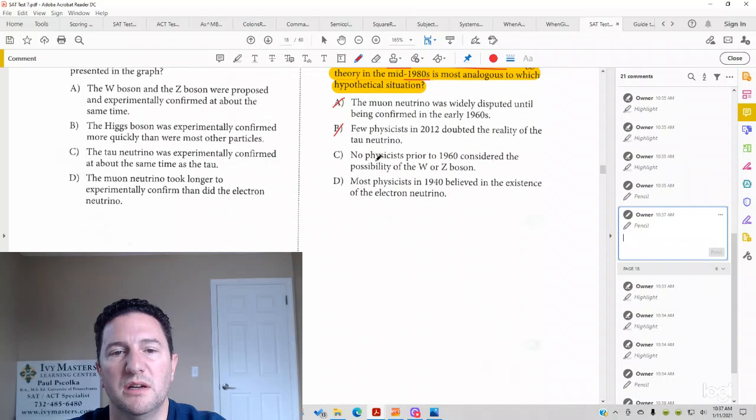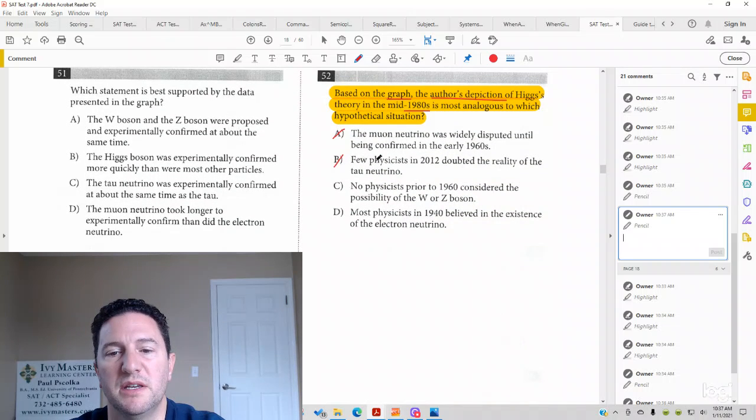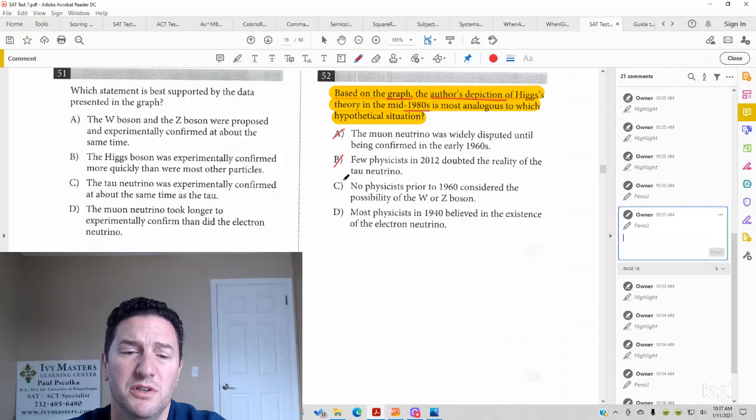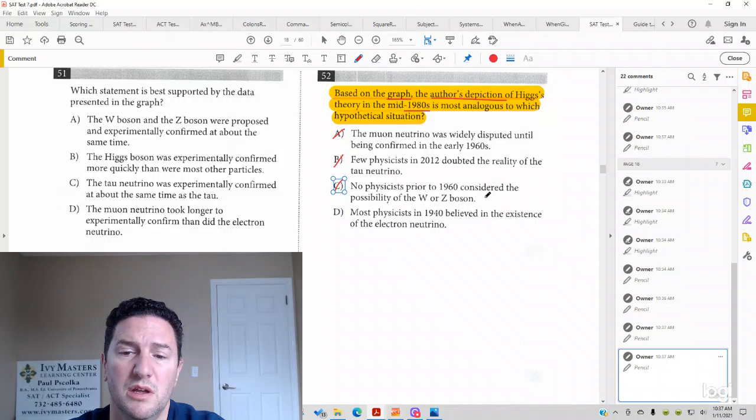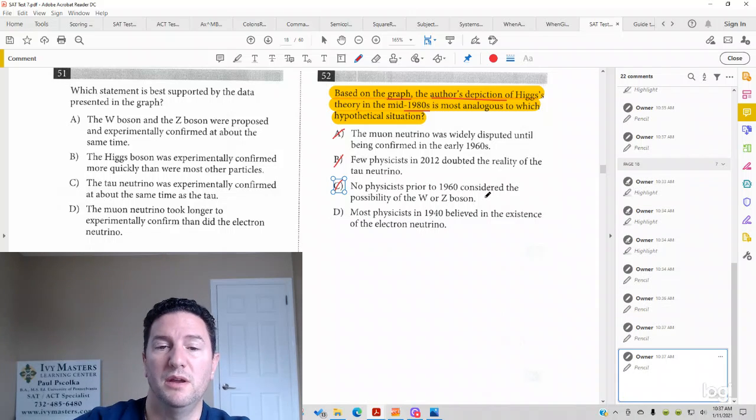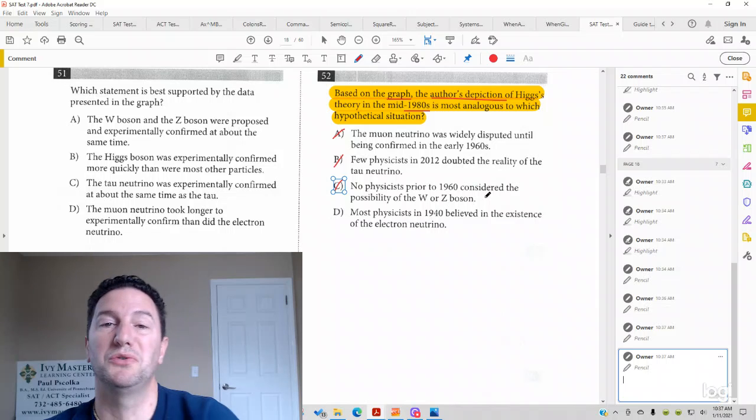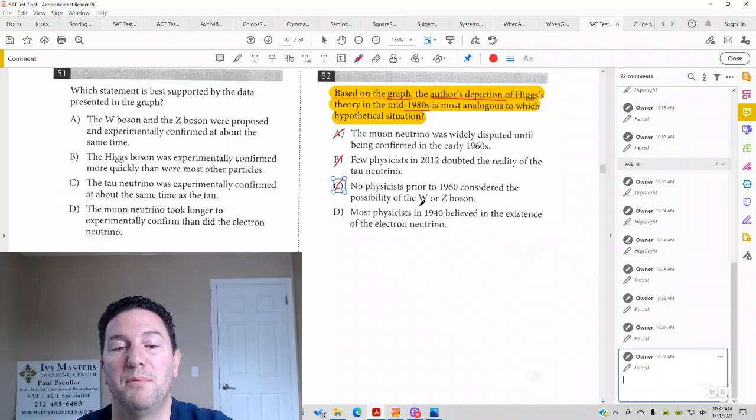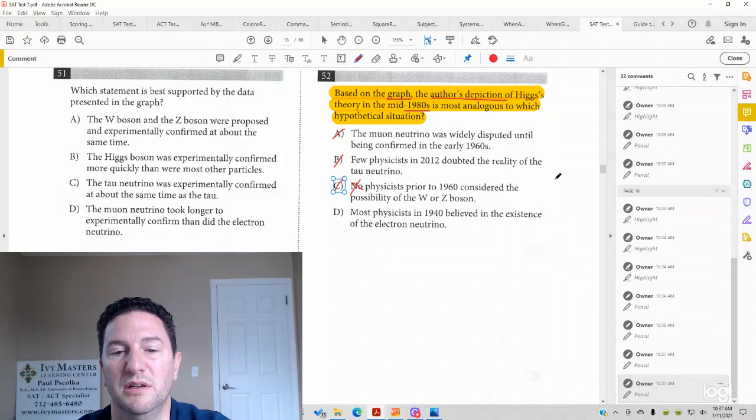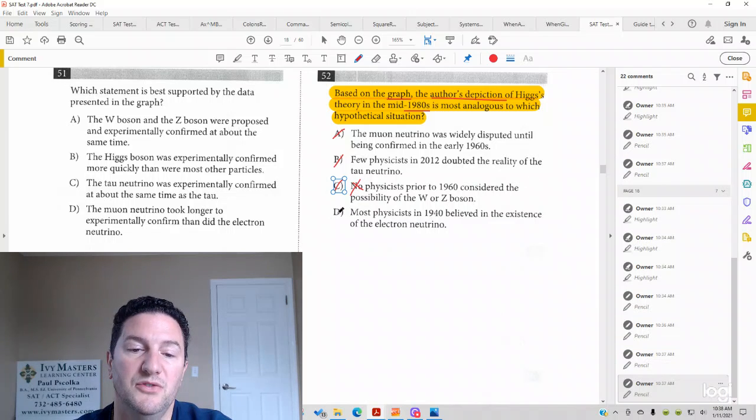Answer choice C, no physicist prior to 1960 considered the possibility of the W or Z boson. Now, even just based on the passage, we know that this is wrong because at that point, all the physicists in the physics community have bought into the idea of a Higgs field. So it's not that no physicists considered the possibility. Answer choice D must be our answer.